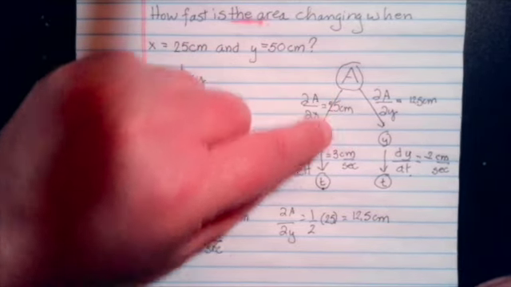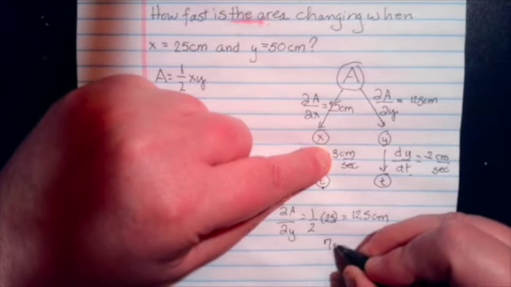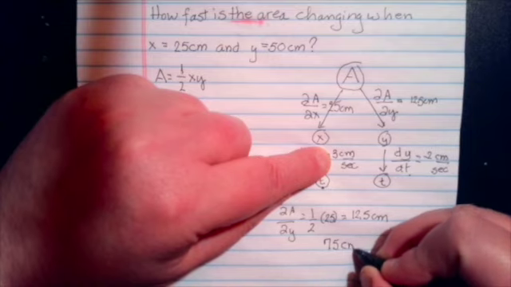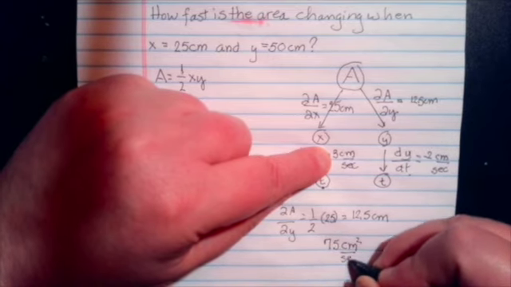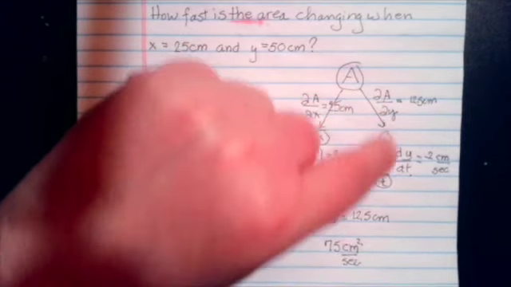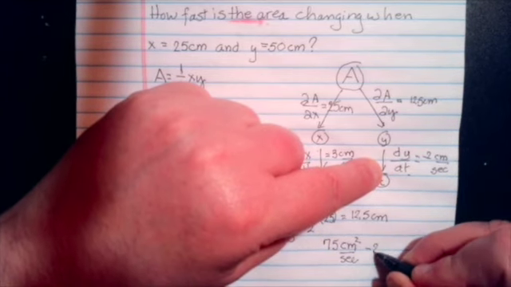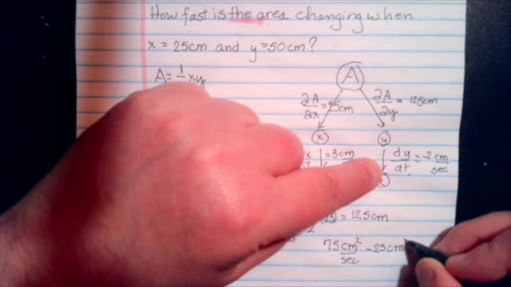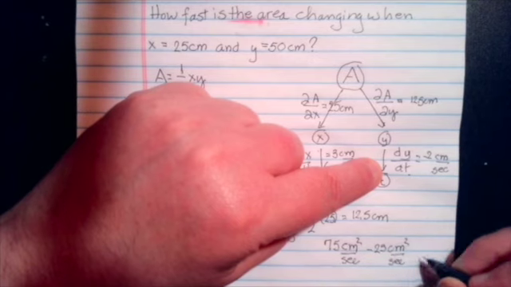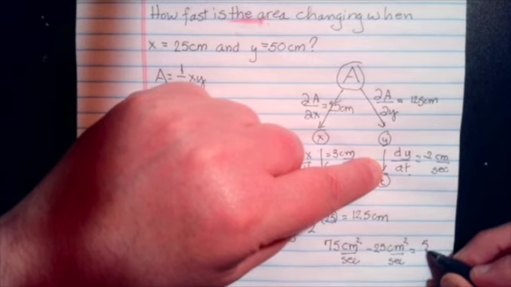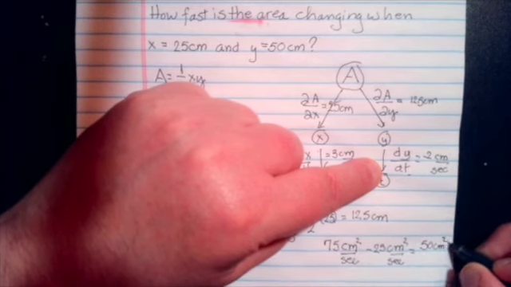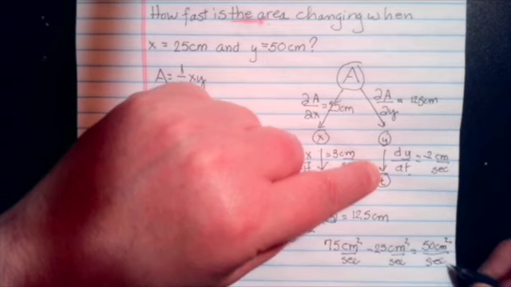So when you multiply these two together, you're going to get 75 square centimeters per second. And when you multiply these two together, you're going to get minus 25 square centimeters per second. And so that turns out to be 50 square centimeters per second.